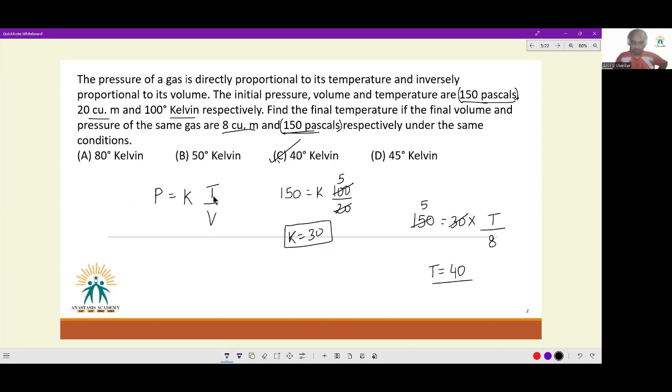Can I directly say that T and V are directly proportional? T and V are directly proportional because this is constant. So T is equal to some constant M into V. They are directly proportional. So if the volume has gone down to 40%, the temperature will also go down to 40%. 40% of 100 is 40 degree Kelvin. You have directly reached the answer there.